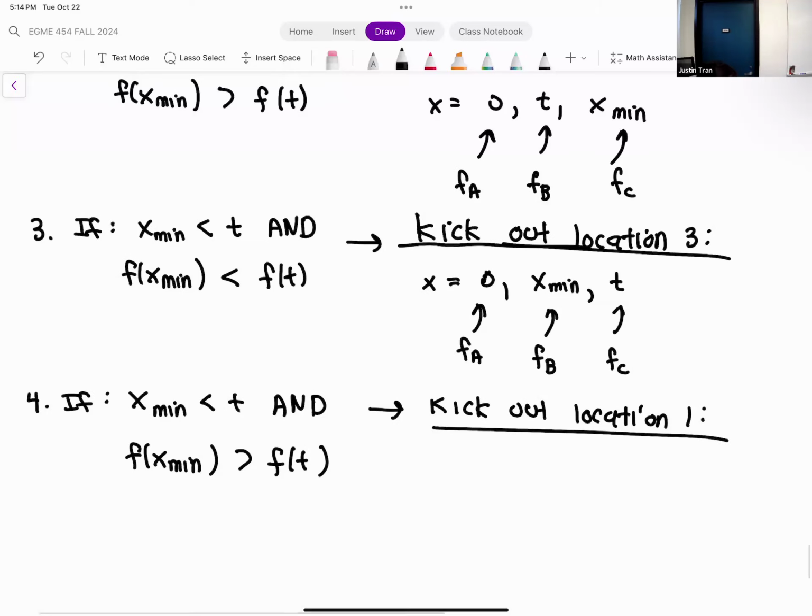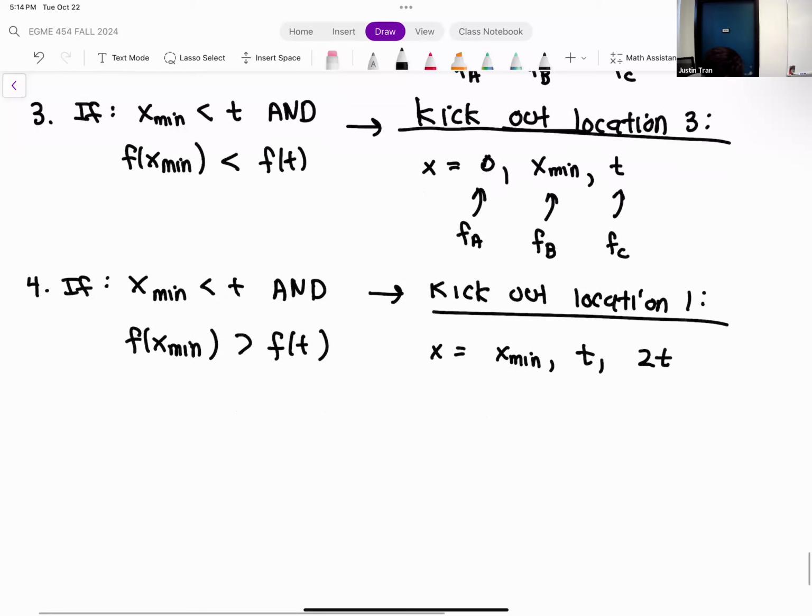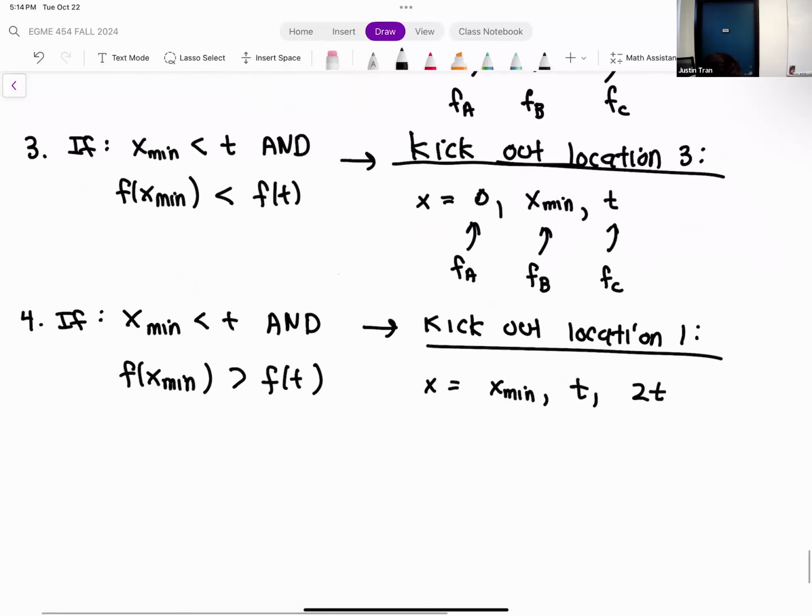And so the 3 locations we're going to evaluate our objective function here are x min, t, and 2t. The first of which is going to become FA. The second one is going to be FB. And the third one here is going to be FC.